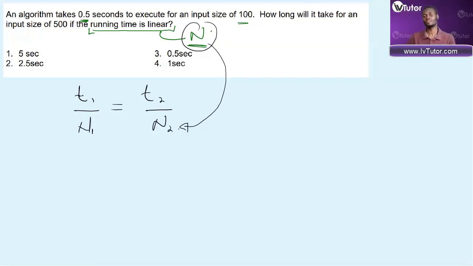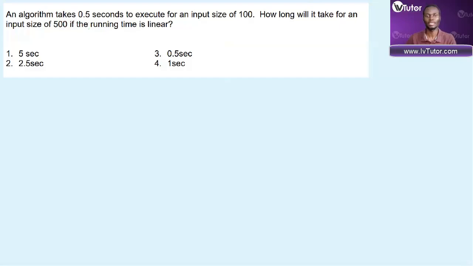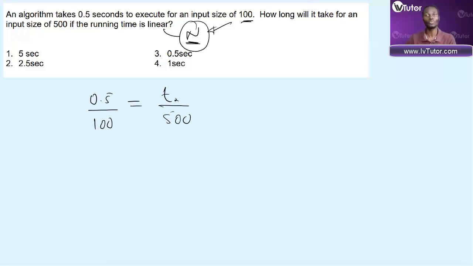So if we do this with these inputs, we are saying 0.5 seconds over, now our input size is 100, but you apply this to your Big O. So you replace n with the actual size, okay? Which means this becomes 100, because in this case, our Big O is just n. And we say equals the time for the second algorithm versus the size for the second algorithm. And again, you are replacing your Big O with the actual size. Now you end up with an equation.